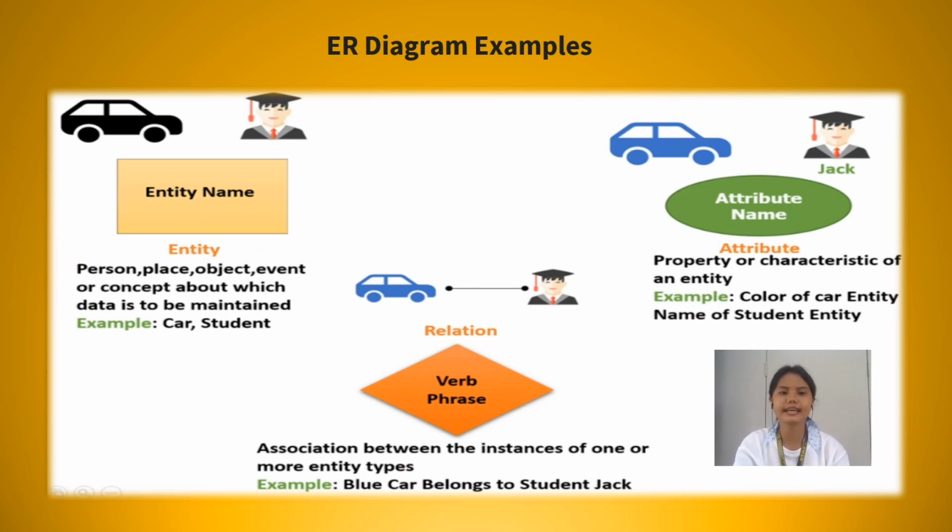An entity is defined as the person, place, object, event, or concept that data must maintain. The best examples of entities are student and car, while an attribute is defined as a property or characteristic of an entity. In the photo, the name of the person and the color of the car, Jack and Blue. A relationship is simply the connection of the two. The blue car belongs to the student Jack.